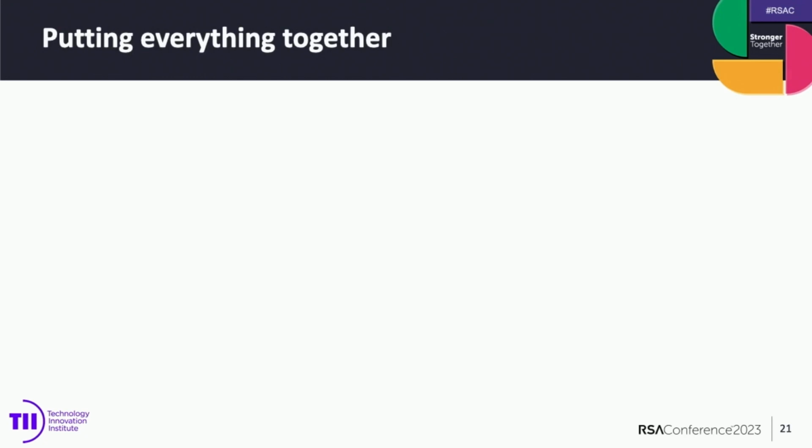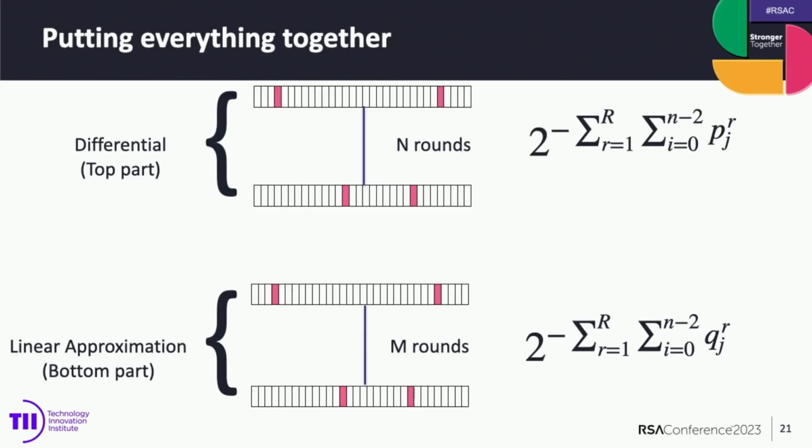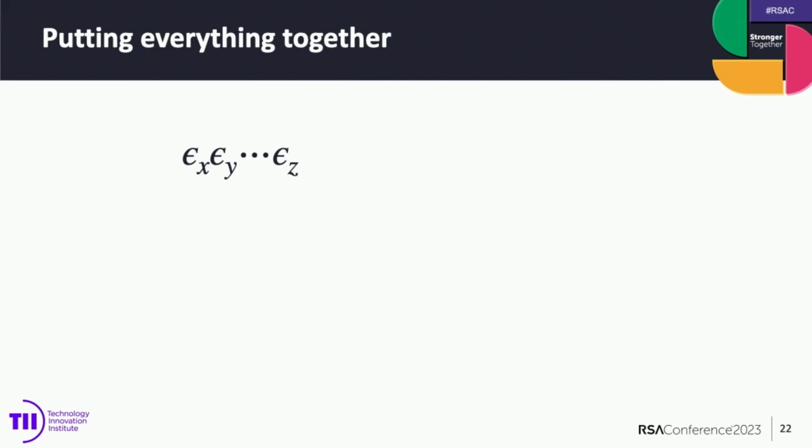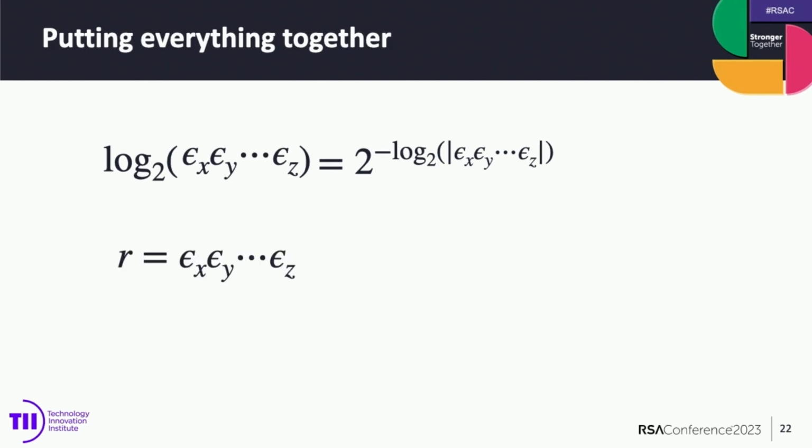So putting all the probabilities and correlations together, you can see that in the differential part we have the pattern 2 to the minus something, and in the linear part also 2 to the minus something, but in the middle part this is not happening. So to facilitate our computations, we need to do some mathematical operations in order to express these correlations in terms of powers of 2. After some math, the exponent of the correlation of the middle part is minus log in base 2 of the absolute value of R, where R is the value of the correlation.